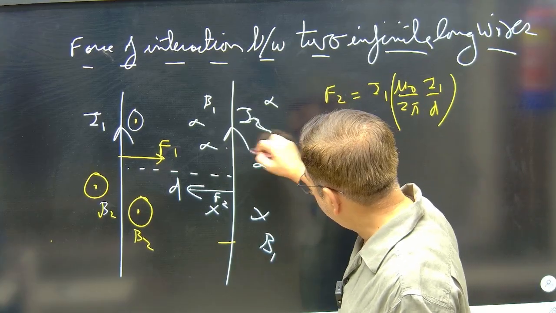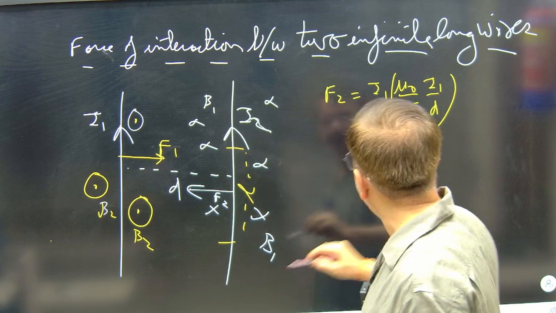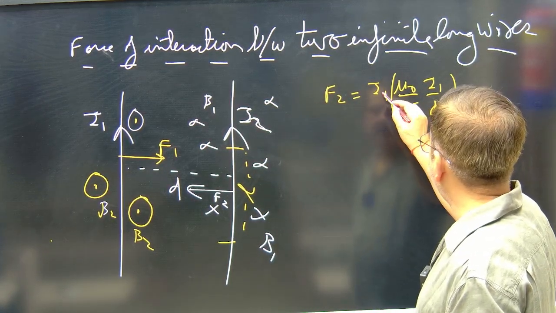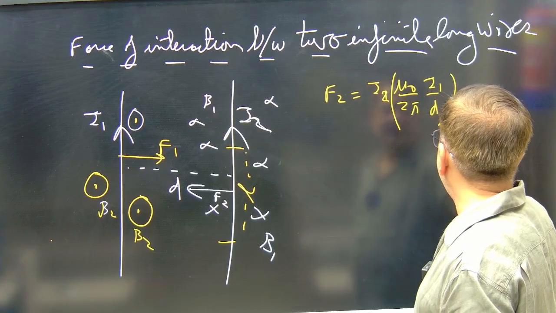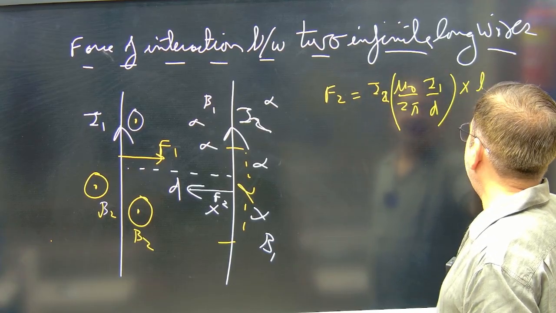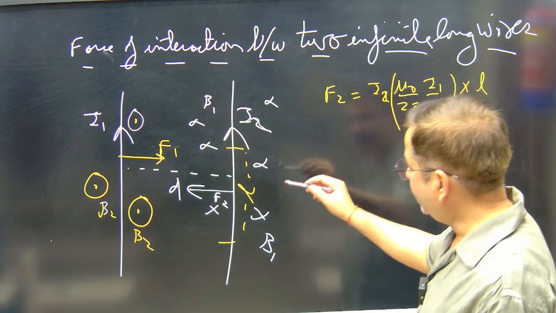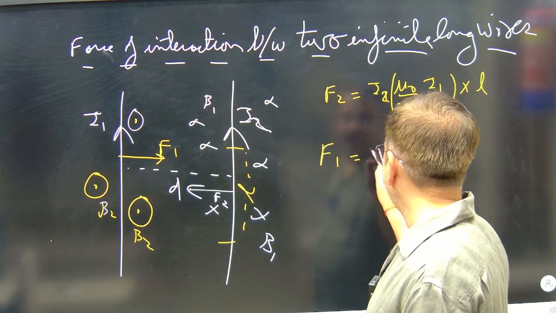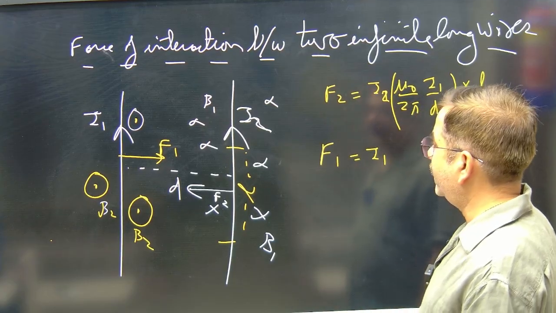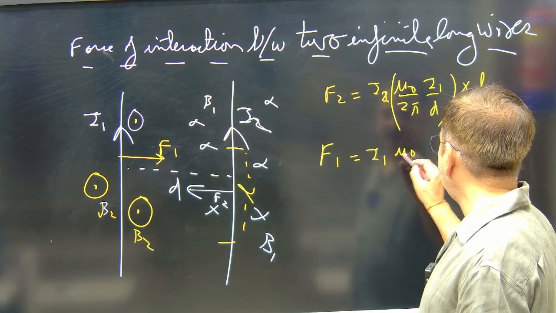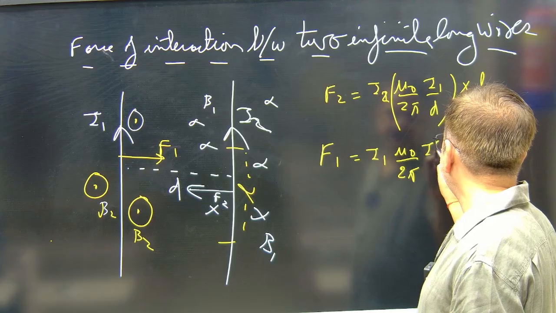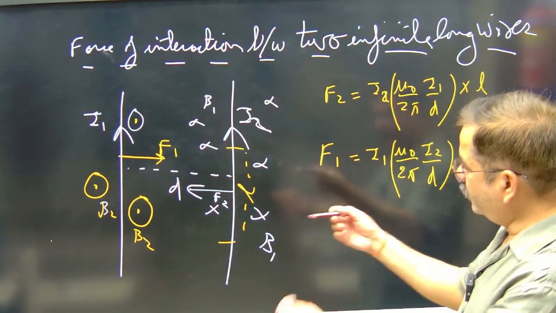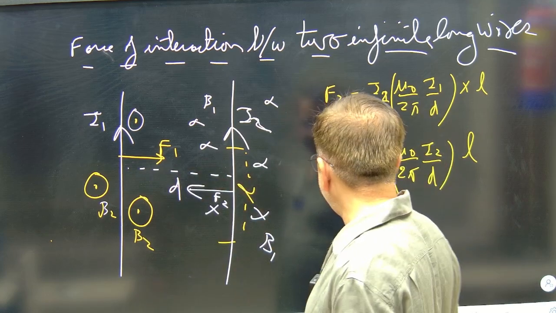Suppose the length of the wire I am taking is L, and this current is I2, so the field is I1 into length L. So this is the force on this wire, F2, in this direction. In the same way, for the force F1, it is I1 current, and the B2 field will be mu naught over 2 pi, I2 by D, into length L. And both the forces, you see, are towards each other, attractive.